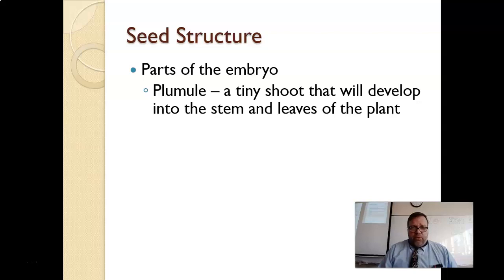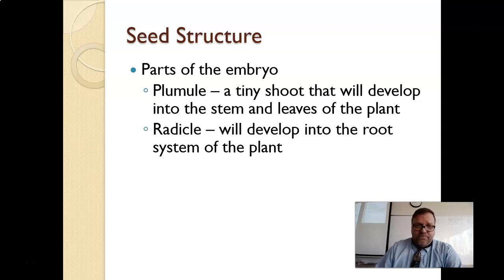Parts of the embryo. The plumule. The plumule is a tiny shoot that develops into the stem and leaves of the plant. That's the part that grows upwards, the plumule. The radicle, part that sticks out and then grows down, that's going to turn into the roots.